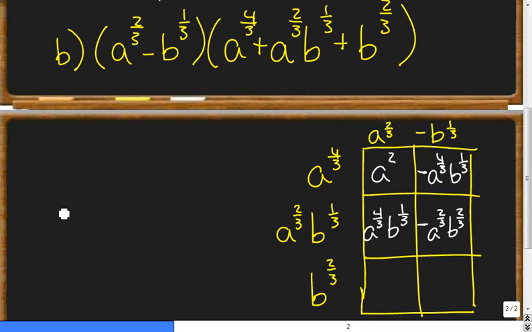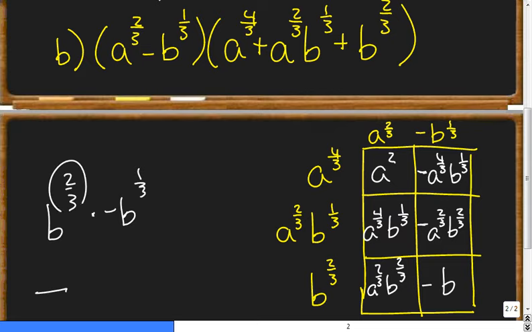And then lastly, we've got b to the 2/3 times a to the 2/3. So that's just going to be a to the 2/3, b to the 2/3. And then we have b to the 2/3 times negative b to the 1/3. That is going to make negative b overall, because we bring the negative out front. We add the exponents and we get that.